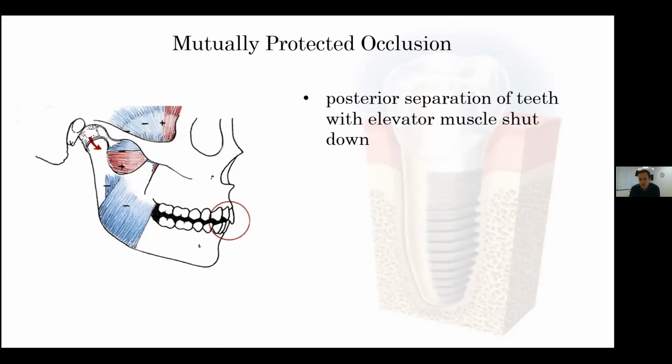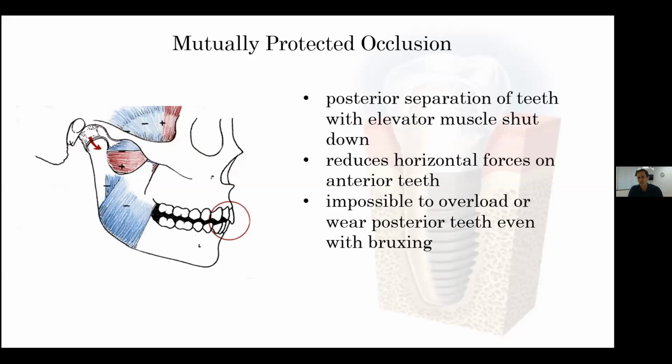with some very elegant electromyographic studies that actually showed us that the moment the back teeth separate due to an anterior guidance, we get an immediate shutdown of up to 80% of the elevator muscles. So because those muscles are shutting down, we are protecting our masticatory system. So we reduce the horizontal forces on the anterior teeth during anterior guidance. As soon as those posterior teeth separate, that's what happens. And because the posterior teeth are separating, it makes sense that they cannot wear away or become overloaded because they aren't touching. So even in bruxism, those posterior teeth are in essence protected by those front teeth.